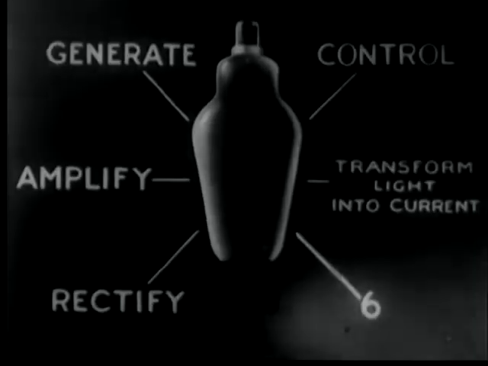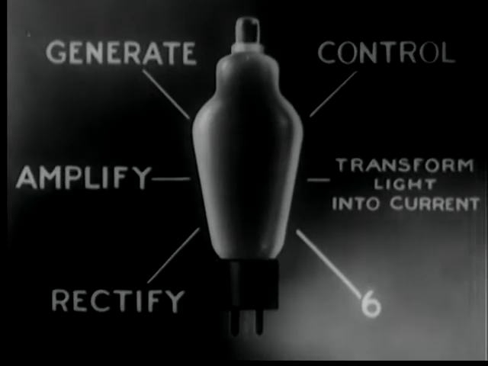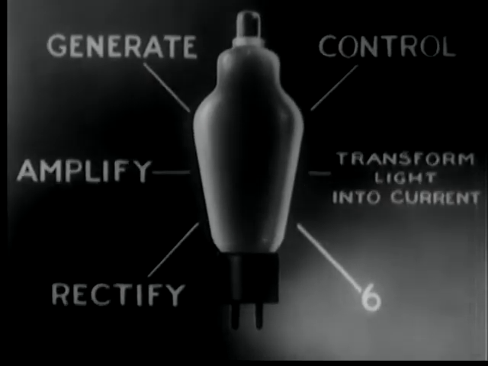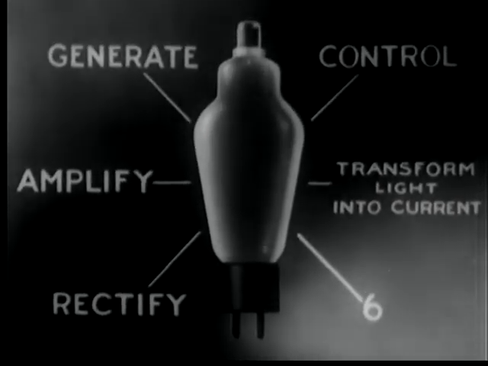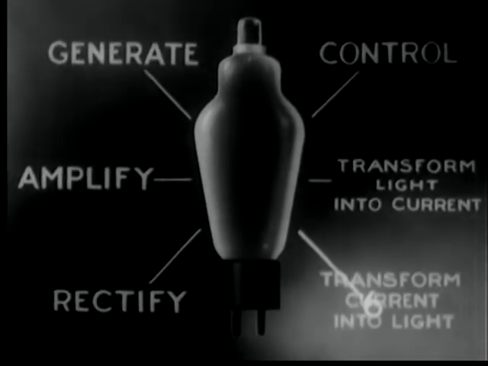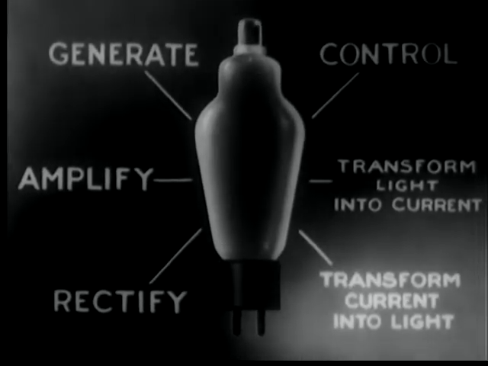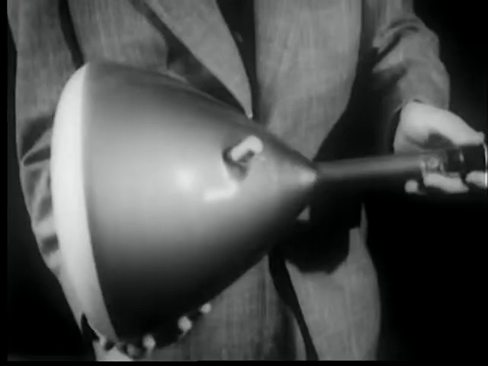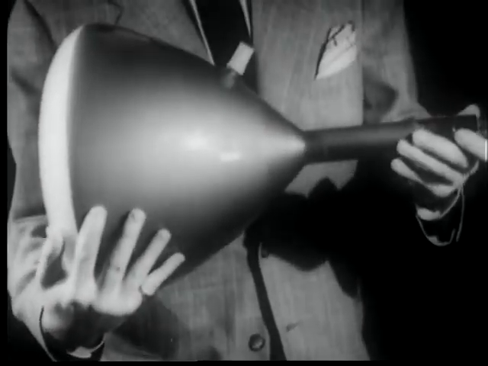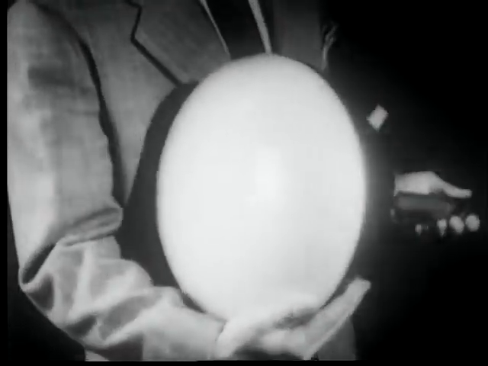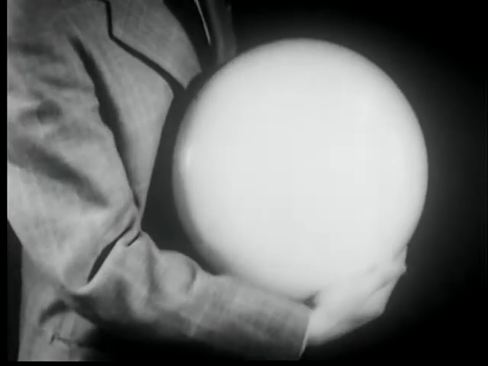One of the most important basic things that the electronic tube can do remains yet to be listed. Besides transforming light into electric current, it can also transform electric current into light. The cathode ray tube is an application of this property. Through the aid of this tube, an electron beam is able to recreate an original image on the screen of a television receiving set.